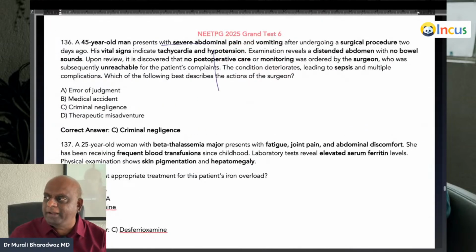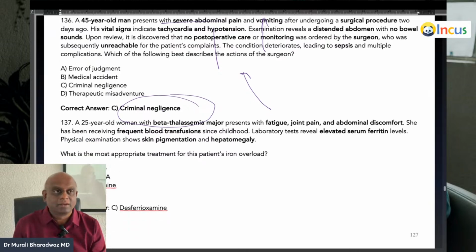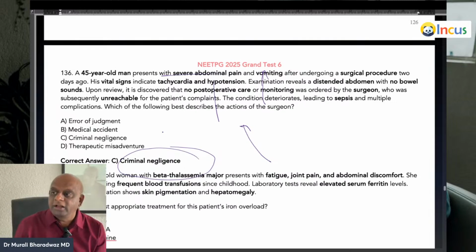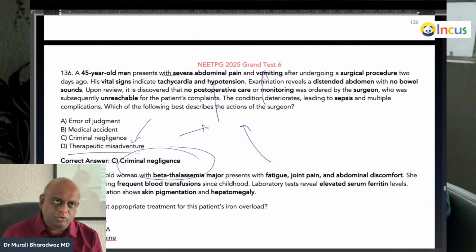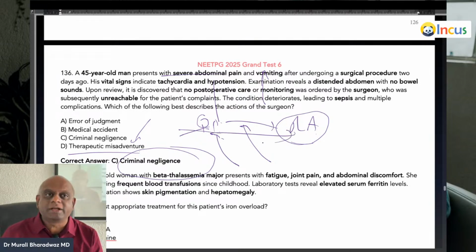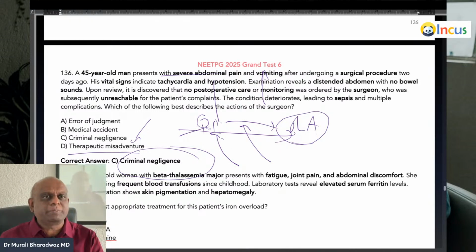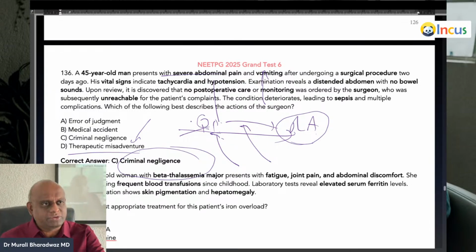A 45-year-old man with severe abdominal pain, vomiting came, and the surgeon failed to properly evaluate him pre and post-operatively. This is an example of criminal negligence. Therapeutic misadventure means you have given a drug like opioid or something, it led to respiratory arrest. But you have given it with good intention to save the patient, but it became a misadventure. That's okay. But here, there is clear evidence that pre-operative evaluation, post-operative evaluation, nothing is being done, and then you operated. Or you have drunk and operated, that is also criminal negligence.